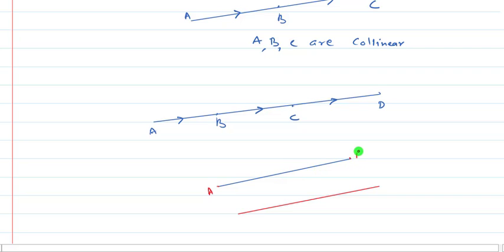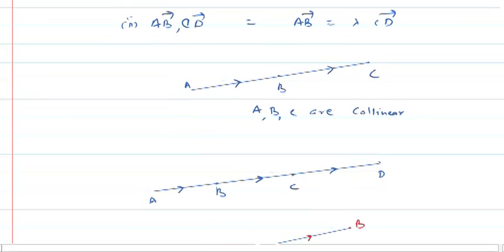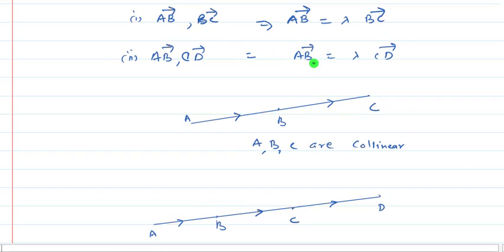Let me name this as vector AB directed from A to B, and this is vector CD directed from C to D. So these two are the parallel vectors. So the condition remains the same for parallel and collinear vectors, that is, one of the vectors is lambda times the second vector. So these may be collinear or these may be parallel. If a point is common among these, then there is no case of parallel. But if no point is common, then they may also be parallel.